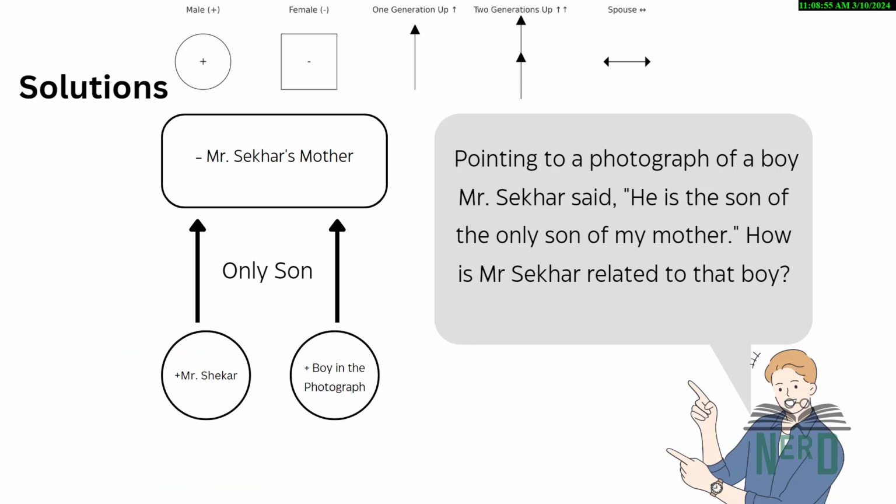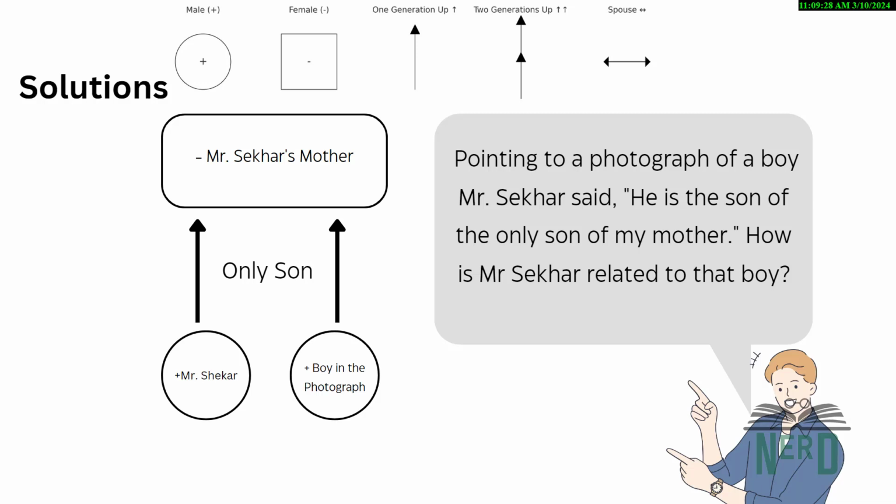Sekhar said, he's the son of the only son of my mother. So how is Mr. Sekhar related to that boy? What you have to do is first imagine you're at Mr. Sekhar's place, when he whips out this old family photo and starts a guessing game. He points to that boy in the photo and throws you a clue that feels like a brain teaser straight out of a detective novel. He is the son of the only son of my brother.